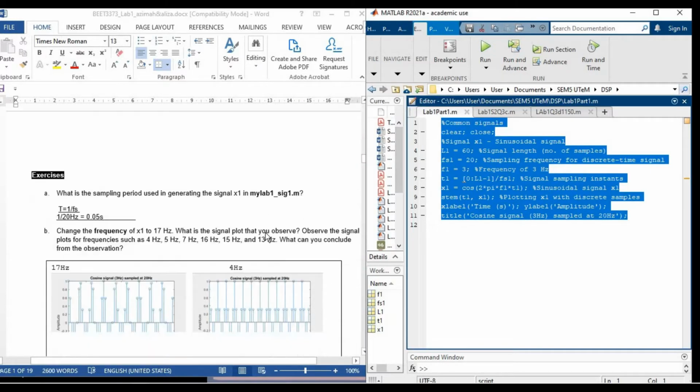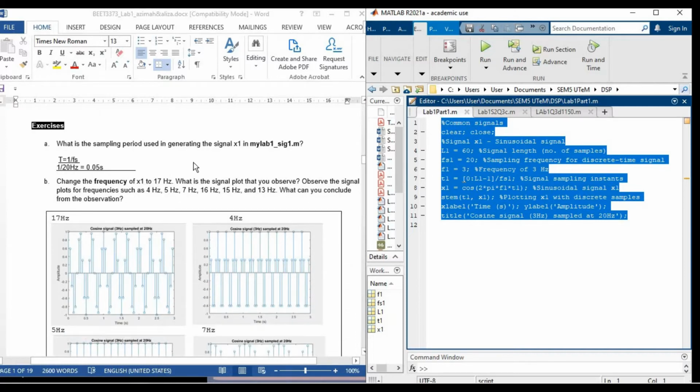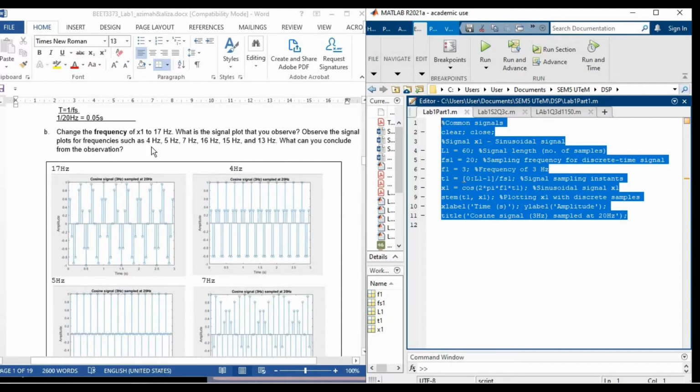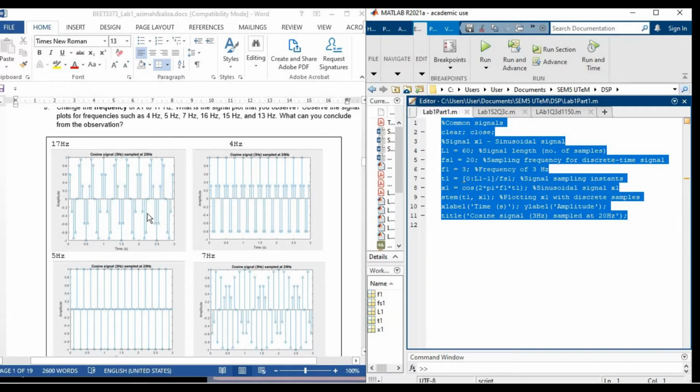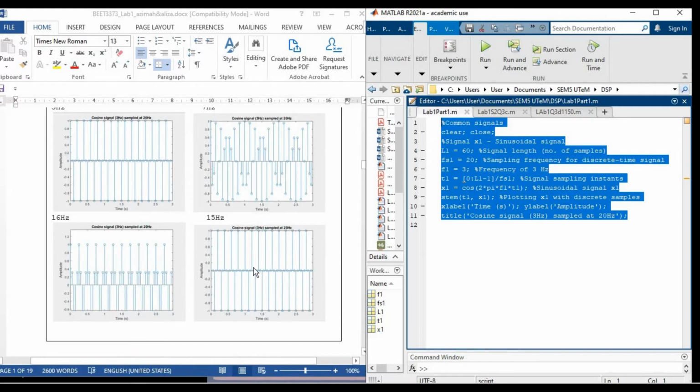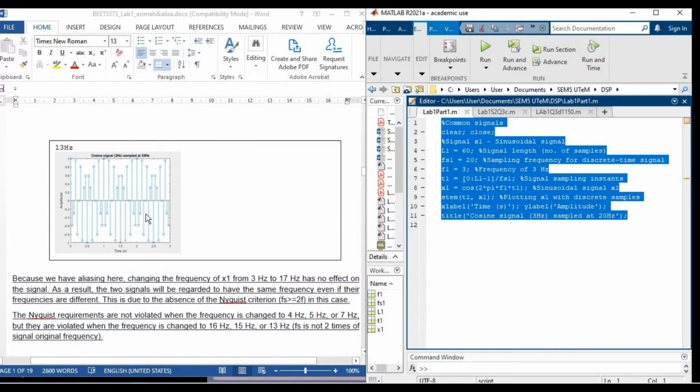Okay, next exercise. What is the sampling period used in generating the signal? We use the formula T equals 1 over Fs, and we get 0.05 second. Next, for B, we need to change the frequency of S1 to 70 Hz and plot the frequencies 4, 5, 7, 60, 50 and 30 Hz. From observation, we can see aliasing happen at 70, 60, 50 and 30.